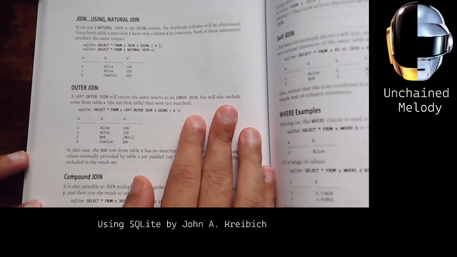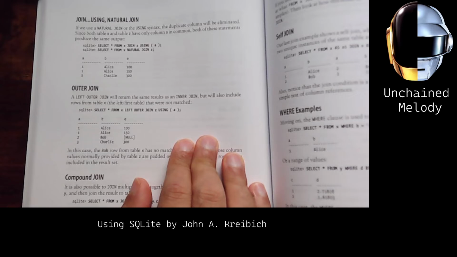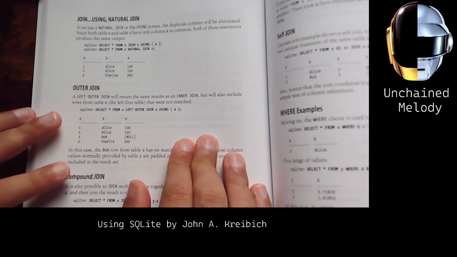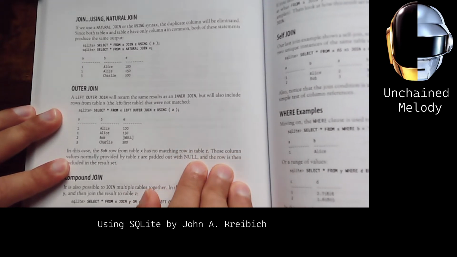Join using natural join. If we use a natural join or the using syntax, the duplicate column will be eliminated since both table X and table Z have only column A in common. Both these statements produce the same output. Select star from X join Z using A. Select star from X natural join Z.